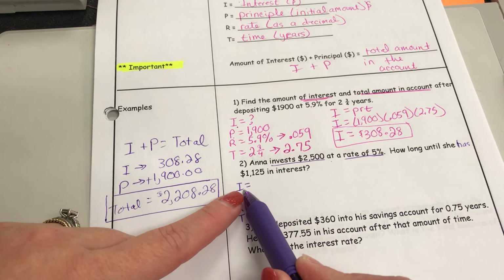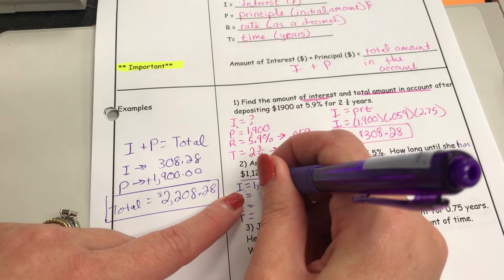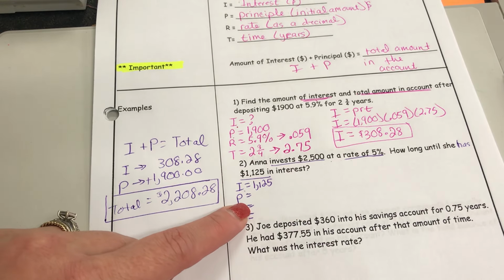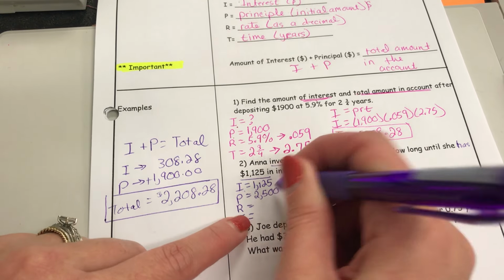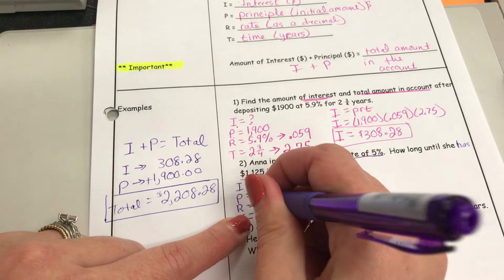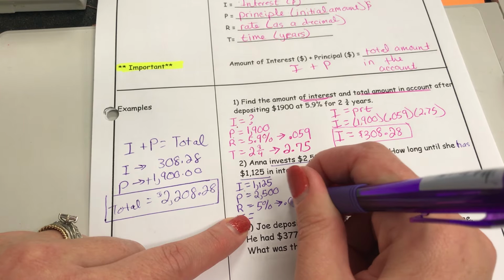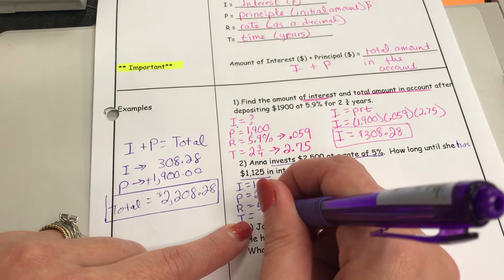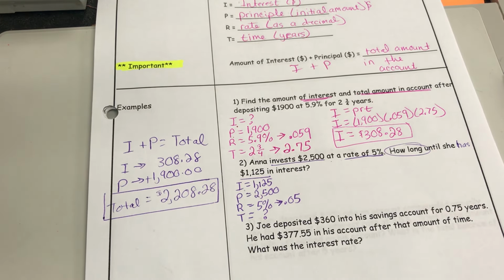So do we know what I is? Yes. 1,125. Do we know what P is? Yes. What is it? It's 2,500. What is R? 5%. 5%, but we need it as a decimal, so what would that be? 0.05. Do we know what T is? No, we don't know what time is because it asked us how long. So we have to find our T, okay?